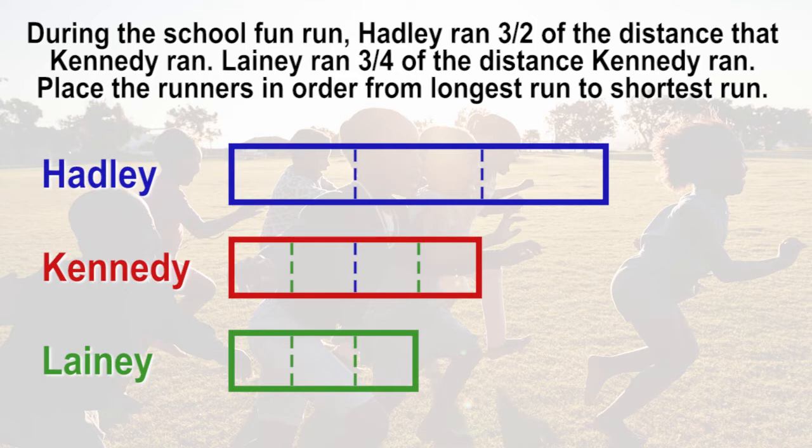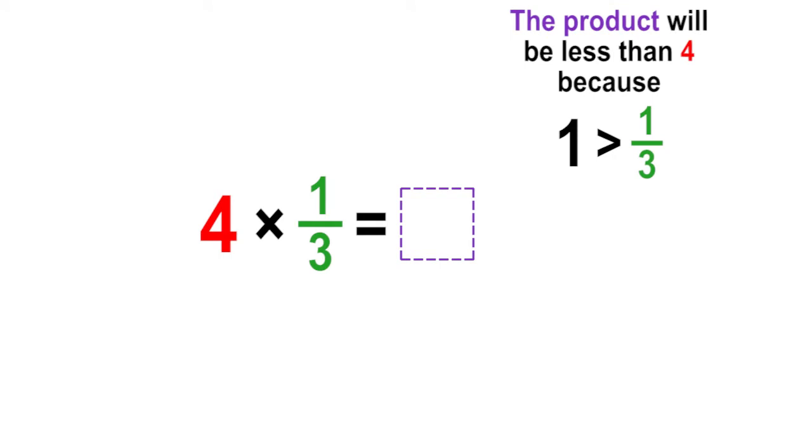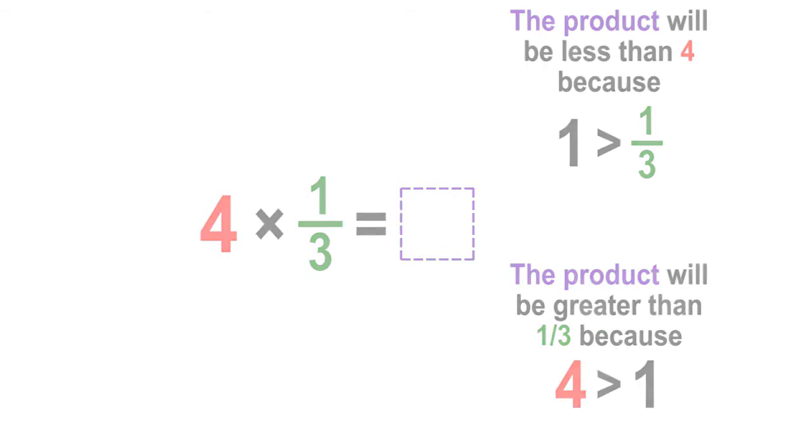Remember, we can determine the relative size of the product as compared to one factor by looking at the other factor. For example, 4 multiplied by 1/3. Without evaluating, we can state that the product will be less than 4 because 1/3 is less than 1, meaning we only have part of 4, or that we do not have a full 4. We can also state the product will be greater than 1/3 because 4 is greater than 1, meaning we will have more than 1/3 in the product.